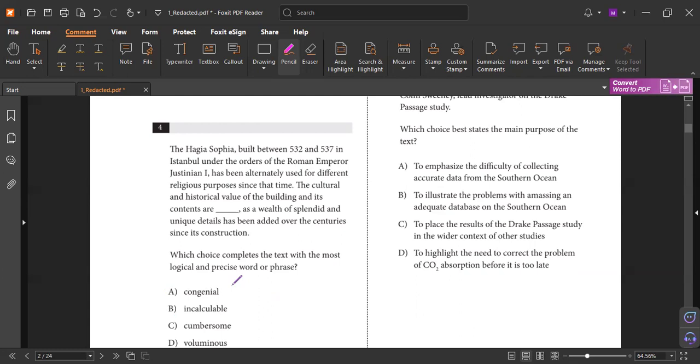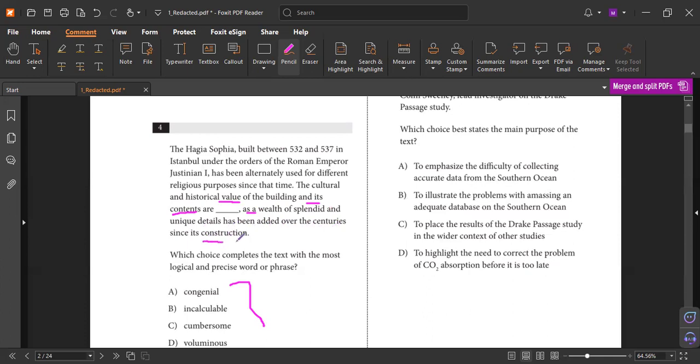How? Let me help you. Always follow the rules. I don't really know the meaning of it. So that is a trap. So it should be, what adjective? Let me help you. All of these adjectives. What does this adjective describe? The cultural and the historical value of the building and its contents. So the value and its contents are what? And then you have a positive phrase to tell you what it is: as a wealth of splendid and unique details has been added over the centuries since its construction.